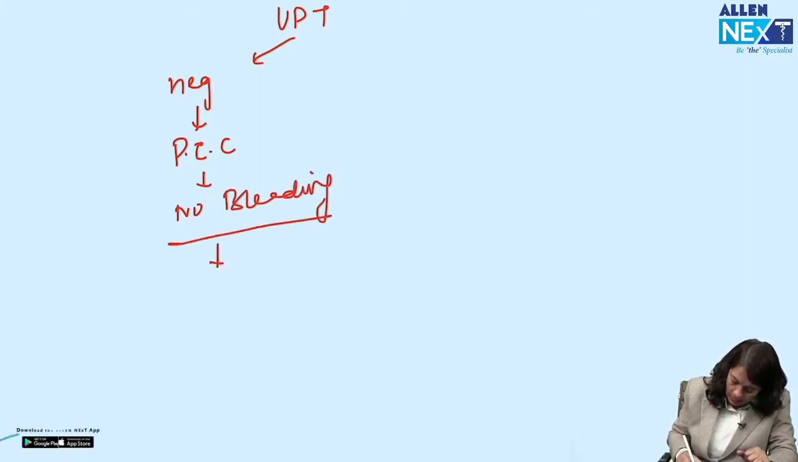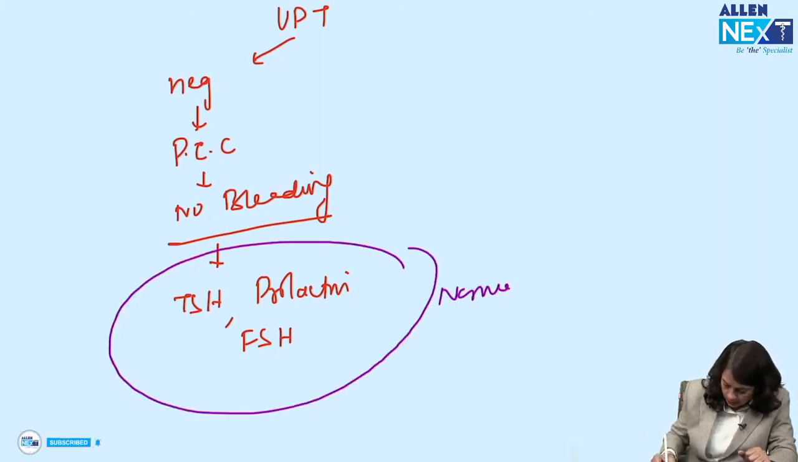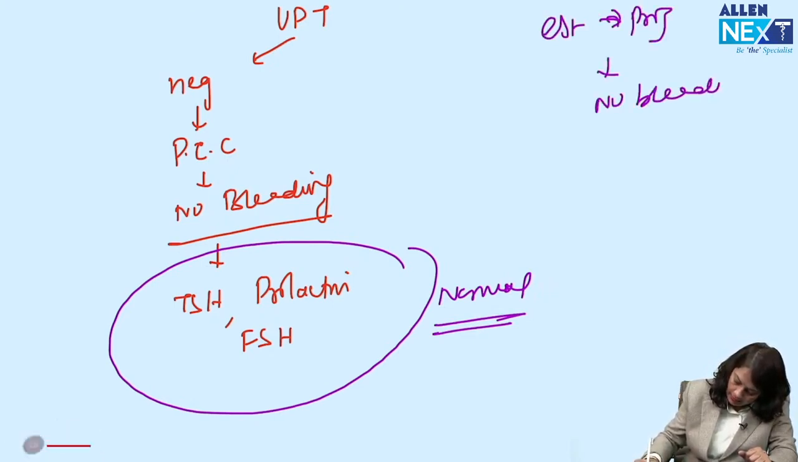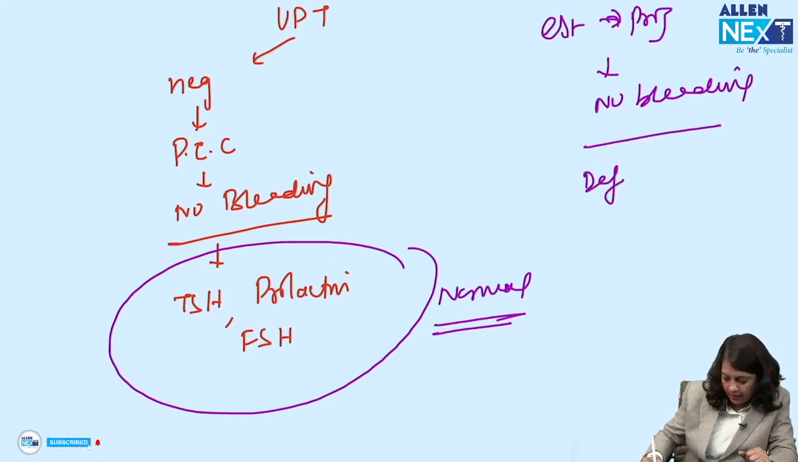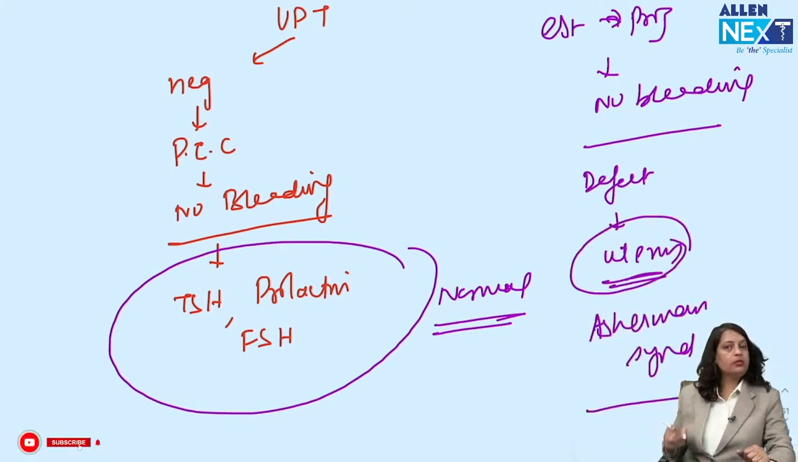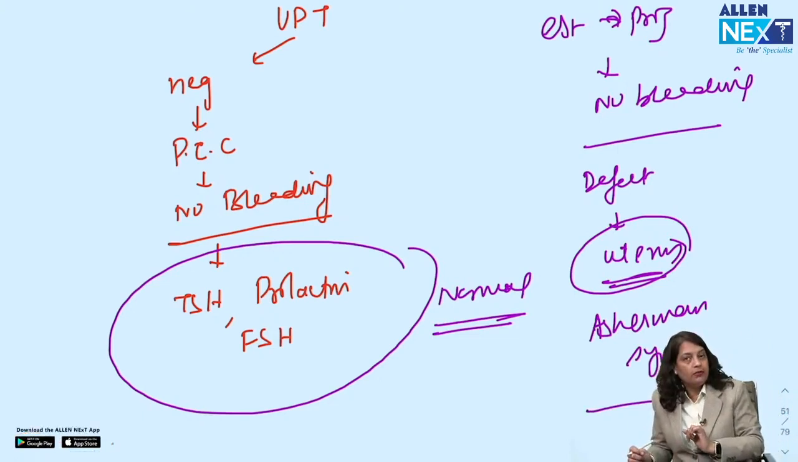ठीक है, TSH कराया, प्रोलैक्टिन कराया, FSH कराया, ऑल 3 नॉर्मल. इसमें अगर ईस्ट्रोजन एंड प्रोजेस्ट्रॉन भी देंगे तो भी कोई ब्लीडिंग नहीं आएगा, बिकॉज यहाँ पे डिफेक्ट कहाँ है? डिफेक्ट इज एट द लेवल ऑफ यूटरस. So this is Asherman syndrome. This is Asherman syndrome. Fine.